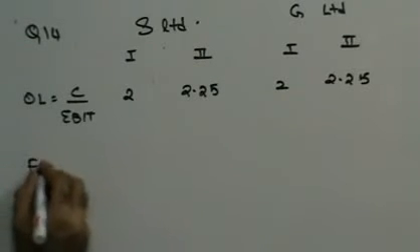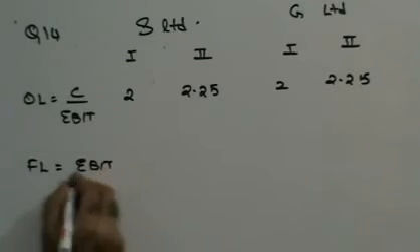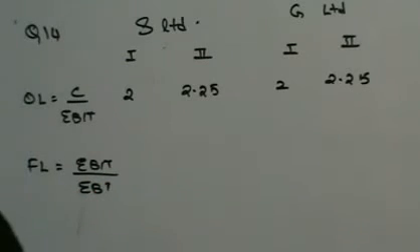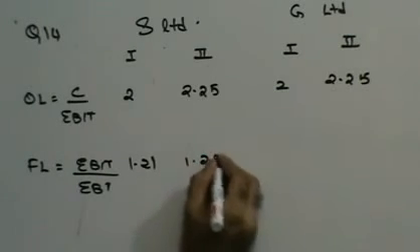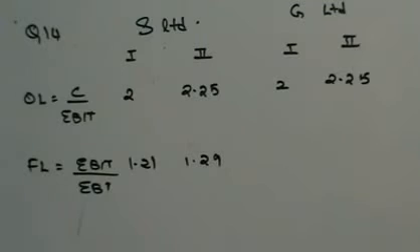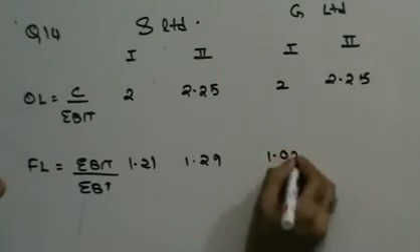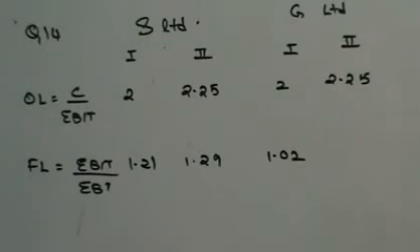Next, you have to calculate financial leverage, which is nothing but EBIT upon EBT. EBIT in the case of S Limited is 50,000 and 41,000. Someone please tell me. 1.21. In the case of S Limited condition 2, it is 40,000 and 31,000. 1.29. Next, in the case of G Limited, it is 50,000 and 49,000. 1.02. In the case of G Limited, second condition, 40,000 and 30,000. Both the cases are 1.02.